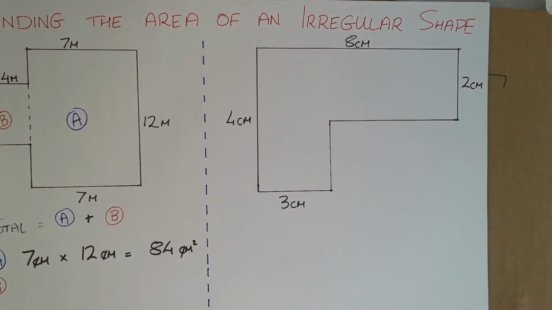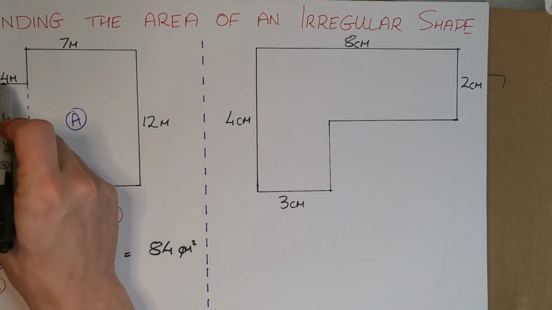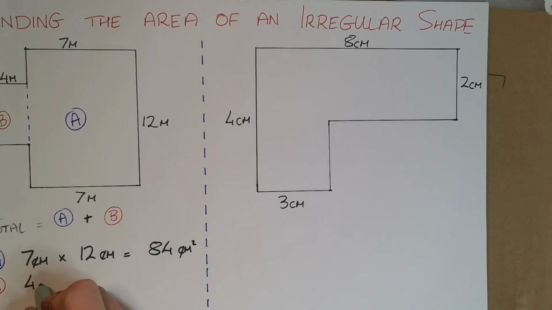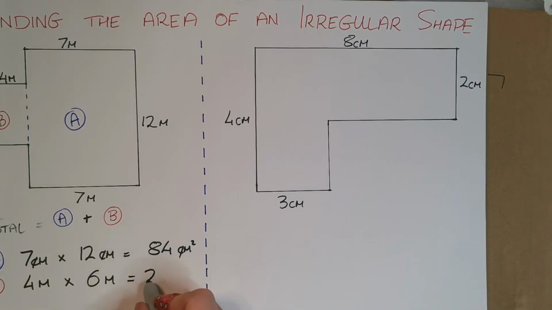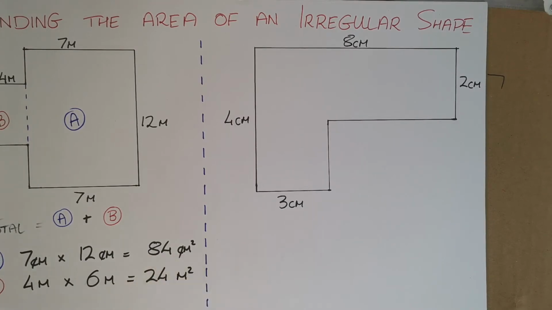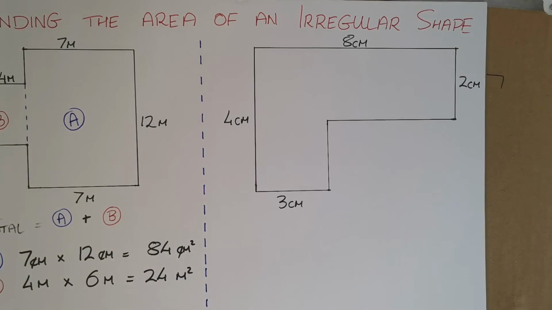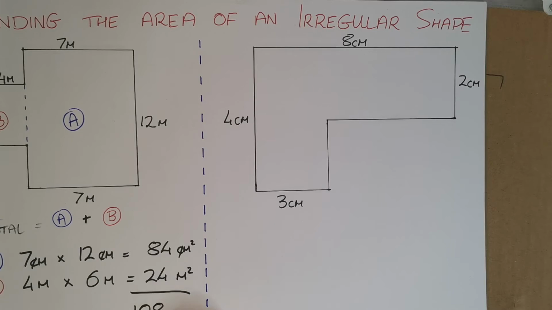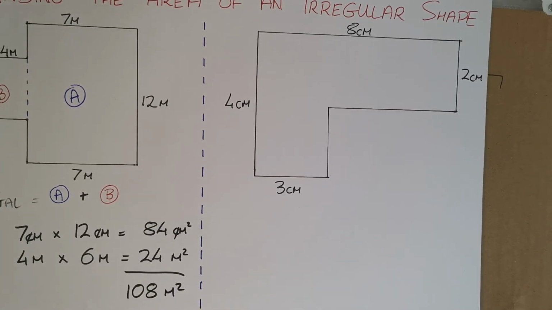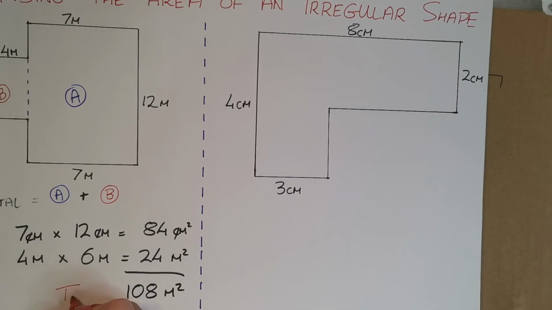So for area B, what's that? Area B is actually 4 meters by 6 meters. And that's 24 meters squared. So we have B is 24 meters squared, and A is 84 meters squared. If we add the two of those, we get 108 meters squared, and that is our total area here then. So that's one way of doing it, right?